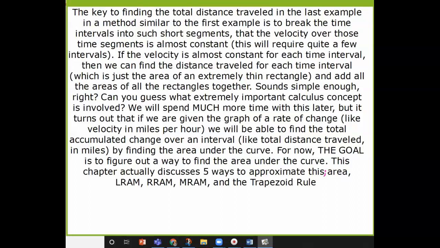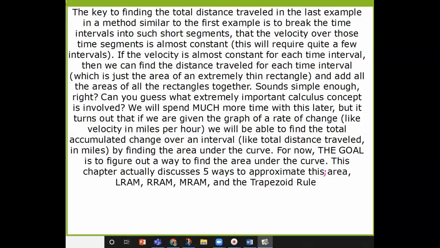So the key to finding the total distance traveled in the last example, using a method similar to the first example, is to break that interval into shorter segments. Hence my hint towards making smaller rectangles. The velocity over time becomes almost constant and those rectangles become infinitely smaller. If the velocity is almost constant for each time interval, then we can find the distance traveled for each time interval with these extremely thin rectangles and add all the areas of all the rectangles together.